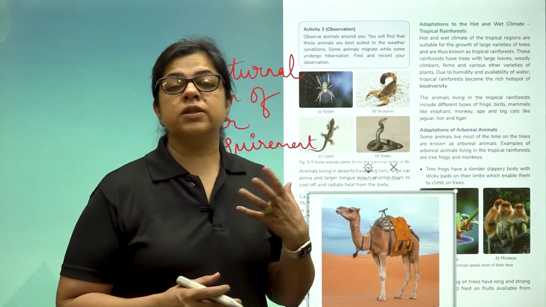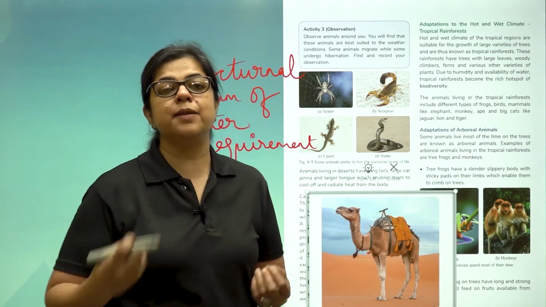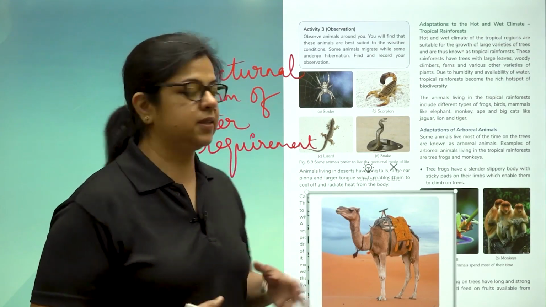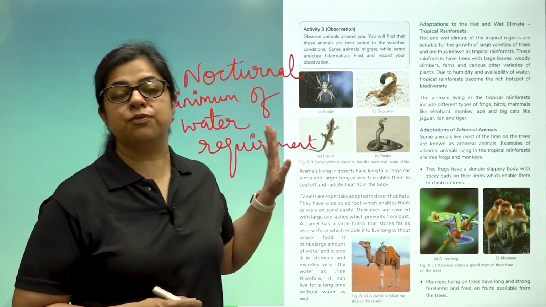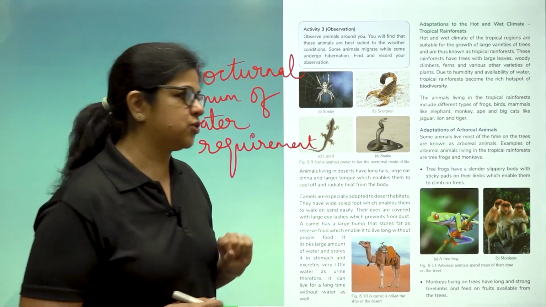Also, it has thick nostrils which again help prevent the dust from entering the nose. So these are some of the examples of animals that live in desert regions.